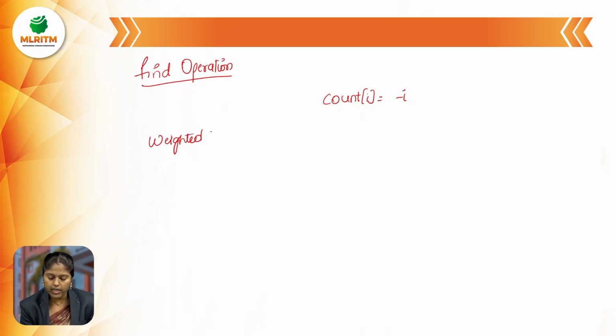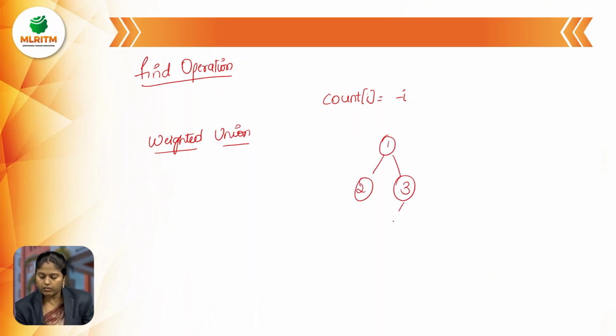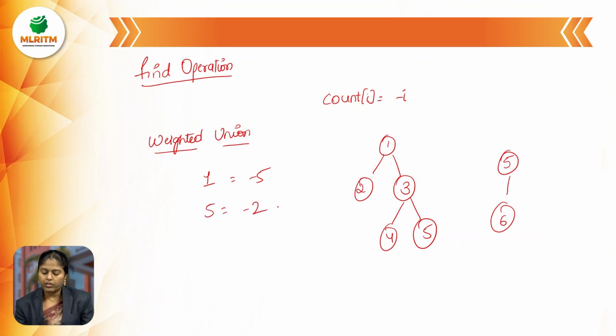In weighted union we are just calculating the total number of elements. What elements are there? Suppose the graph has 1, 2, 3, 4, 5. For the weighted union we just count the total number of elements in this particular graph. Here for 1, what is the count? 1, 2, 3, 4, 5. Okay, 5, that is -5. We are just going to count. Suppose you take 5 and 6 here, the count of 5 is -2.